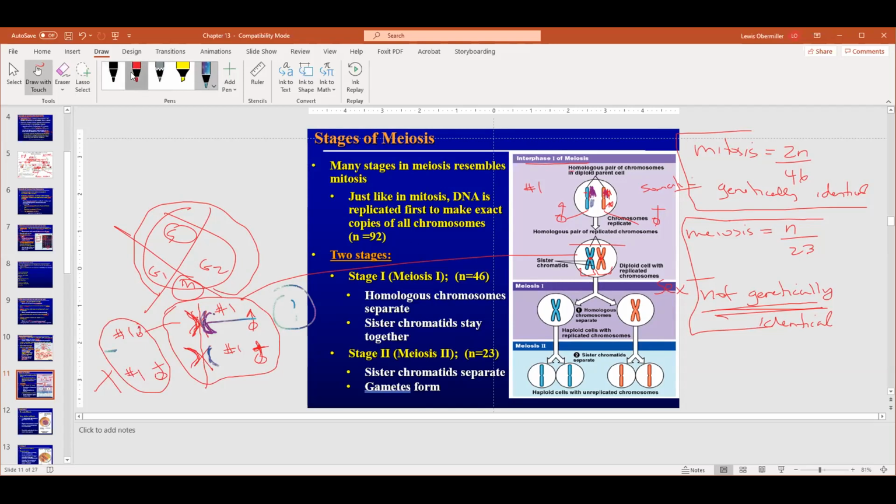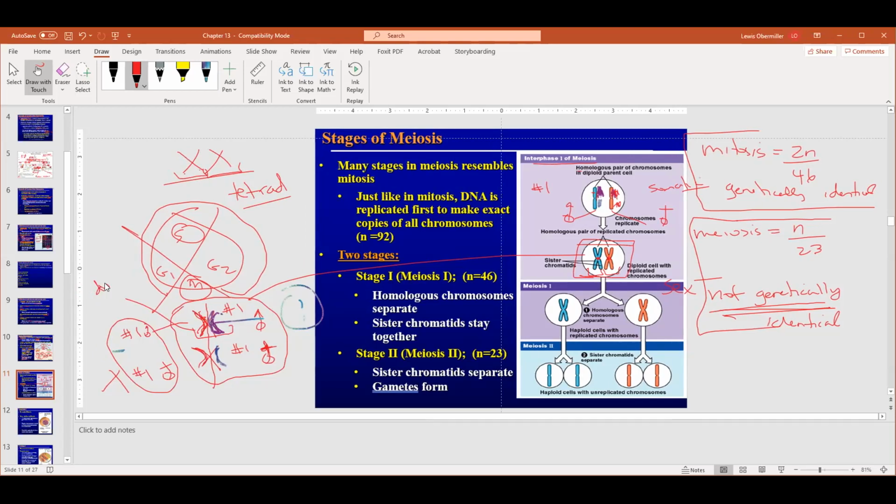But here, it doesn't line up like this. They line up as homologous chromosomes. So instead of being on a line, they line up like this together. And we call that a tetrad because there's 4, right? These are sister chromatids. They're together, they're homologous chromosomes. This, because there's only 2, would be called a dyad. So they line up as dyads in mitosis and tetrads in meiosis.